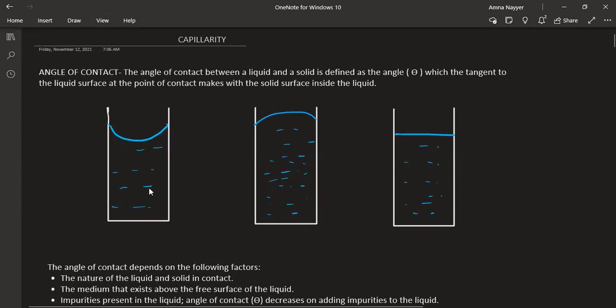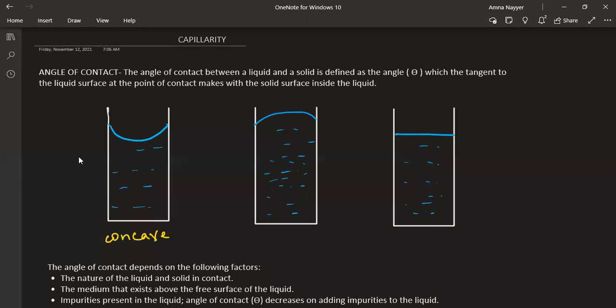Angle of contact basically means this is the meniscus. What type of meniscus is this? This is called a concave upwards meniscus. All right, this is known as a concave upwards meniscus. You can see a concavity is there, so this meniscus is concave.